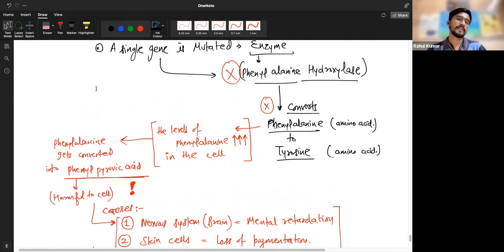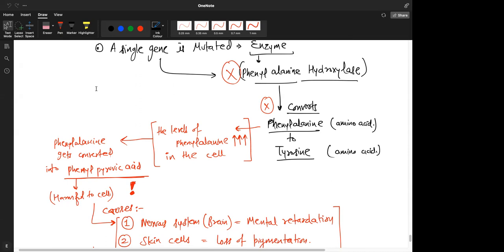Because phenylketonuria will also come up again in genetic disorders. Okay, because it's a mutation in the gene. So if you understood it here, then it will save us some time there. Okay, so that's why I explained the whole disease here only. So finished. Okay.